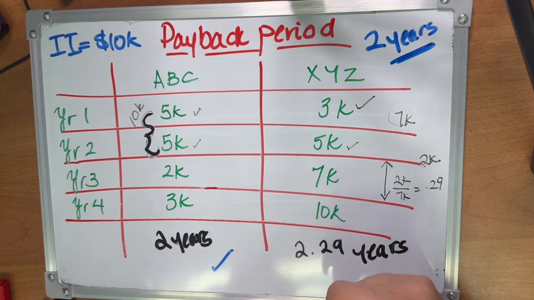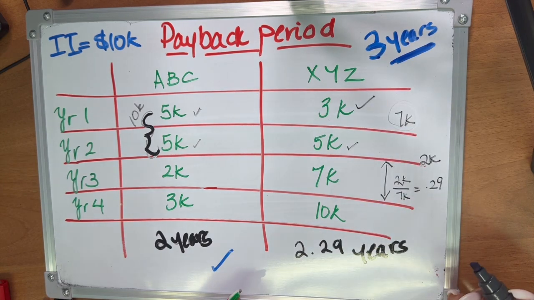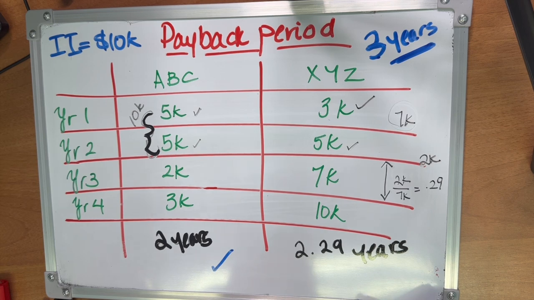Okay, I will reject XYZ because it's more than 2 years. However, if the company wants a payback period of 3 years, now I have both of them that meet the payback period. So I have to look: are they independent or mutually exclusive? If they are independent, I can choose both because both meet the criteria.